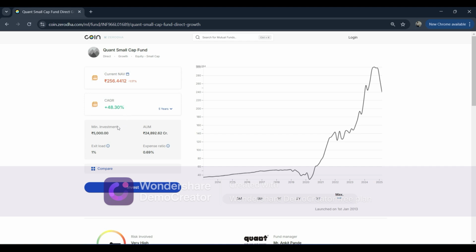So the minimum investment required is 5,000. Means the minimum investment that you need to make to be a part of this mutual fund has to be 5,000.